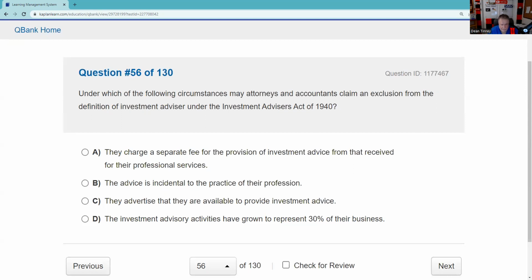So they charge a separate fee for the provision of investment advice from that received for their professional services. No, if they have a separate fee, and I know attorneys who manage money, they have to set up an investment advisory firm. The advice is incidental.